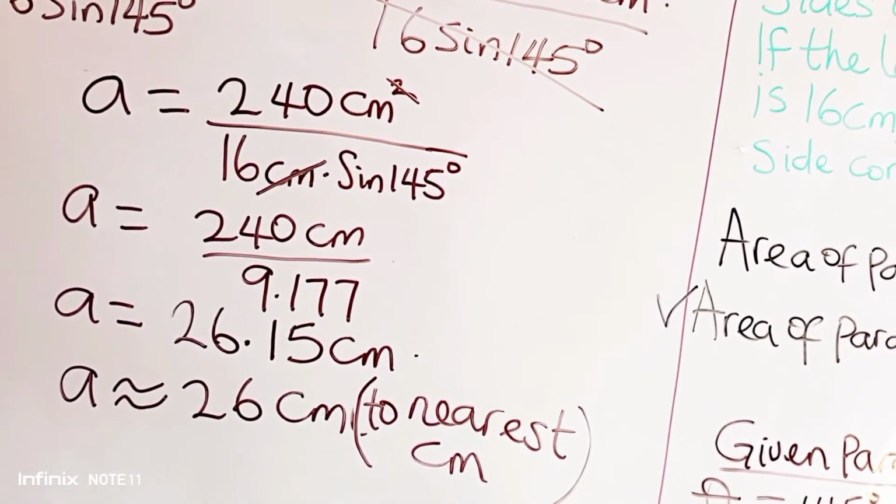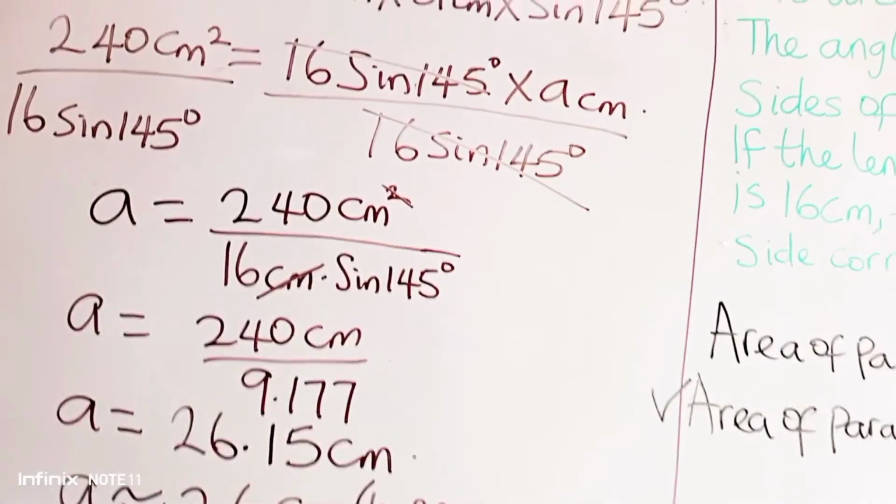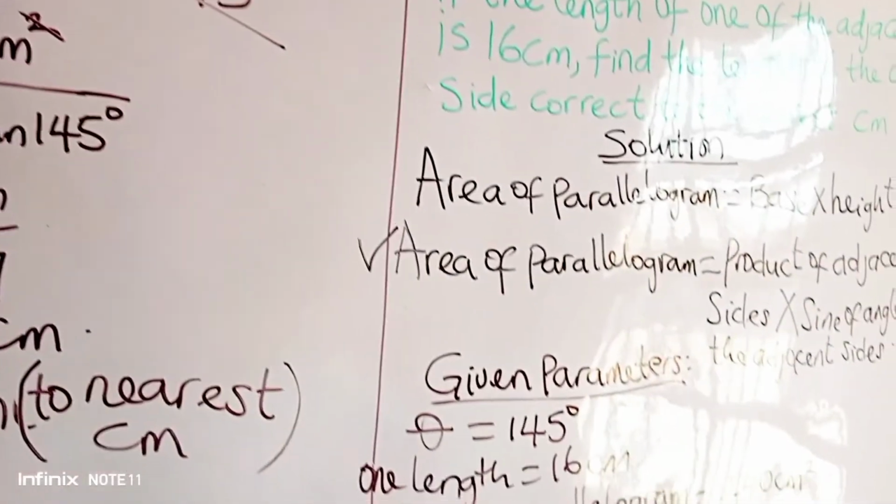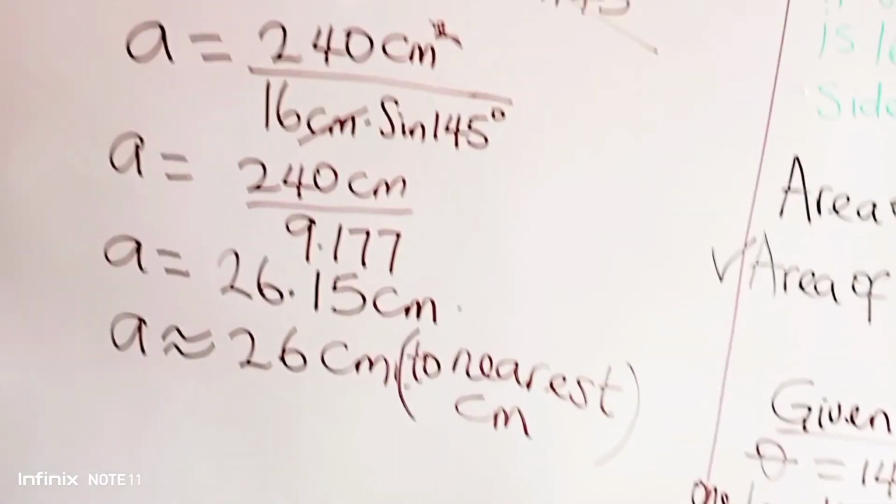So that is how to find the area of a parallelogram when the angle is given and when height is not given.